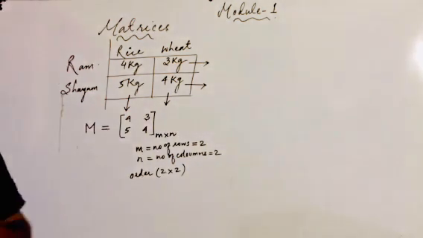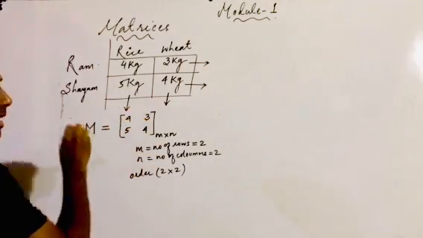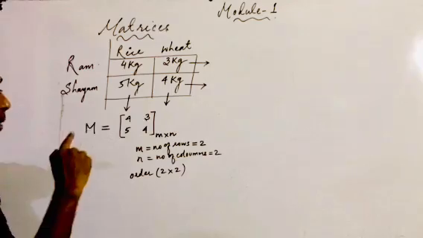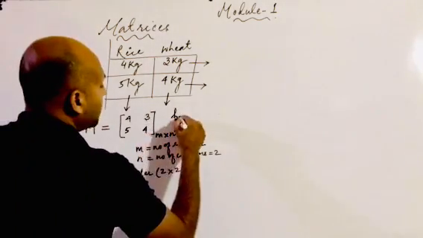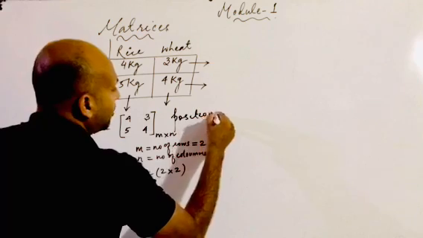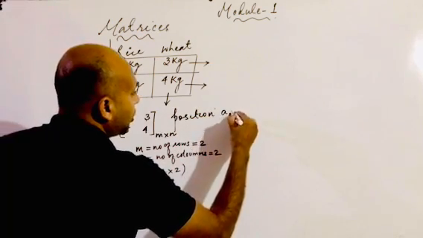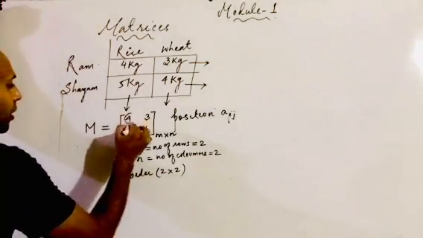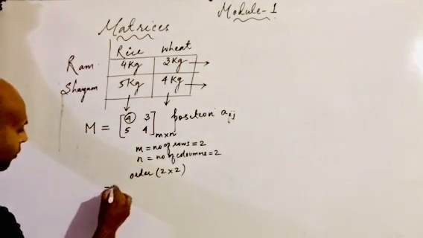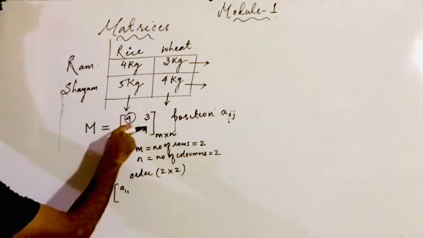One more thing I want to tell you: these numbers 4, 3, 5, 4 are the elements of the matrix. But if I want to find the position of an element, how am I going to get the position? The position is written as Aij, where i stands for the position of the row and j stands for the position of the column. Suppose this 4, what is the position of this 4? I write A, first row and first column. That means first row and first column, it is 4.